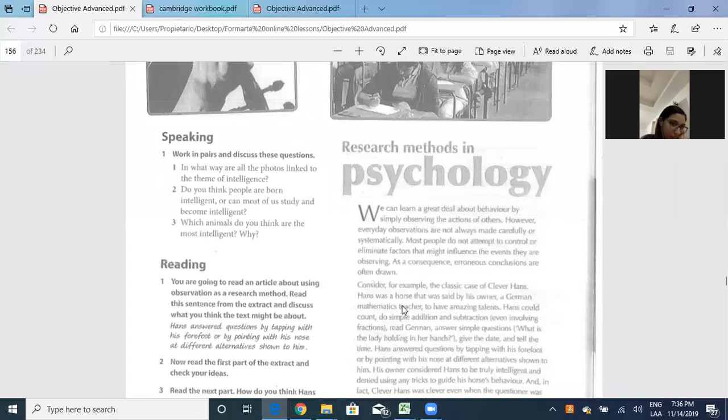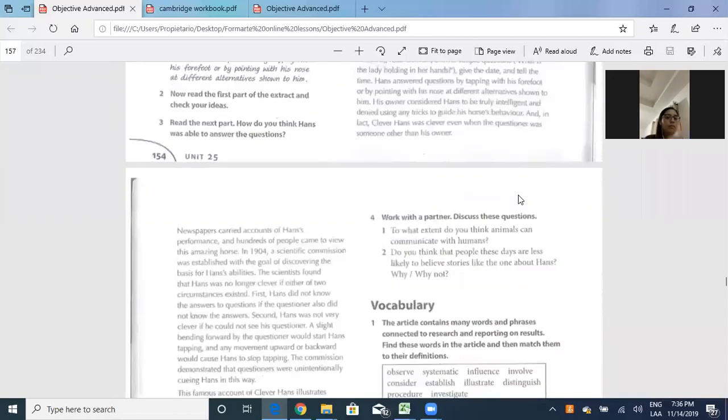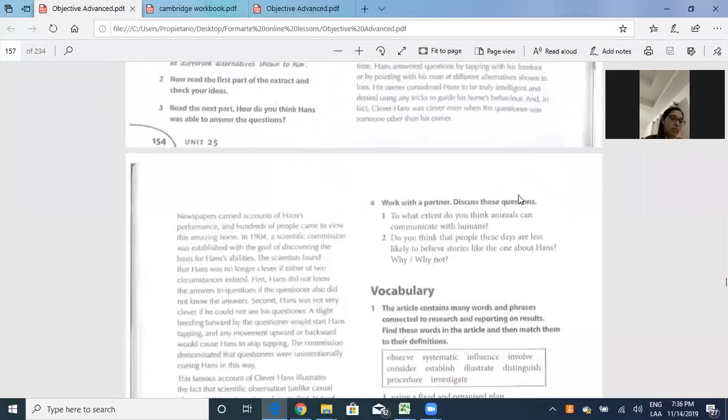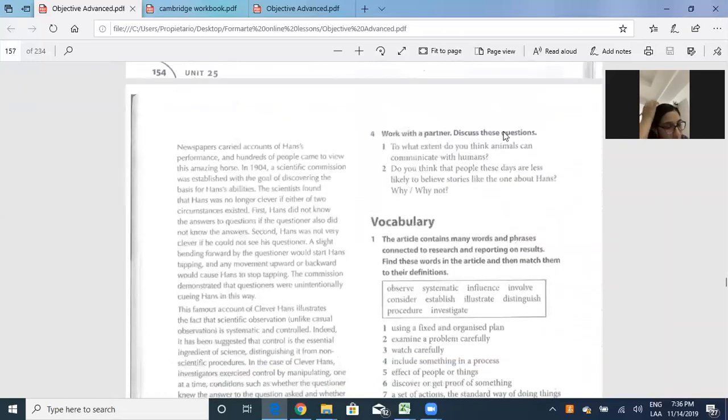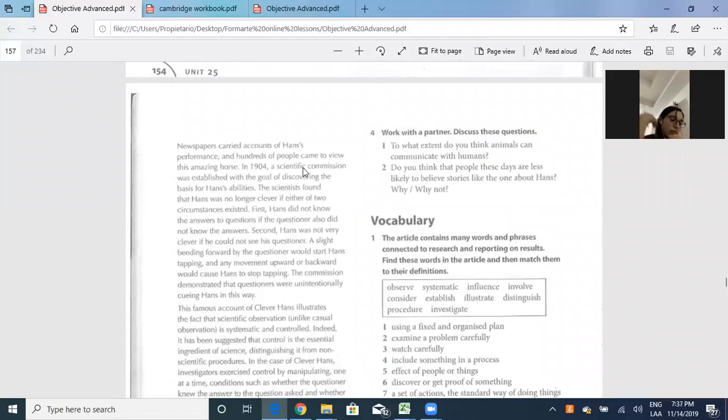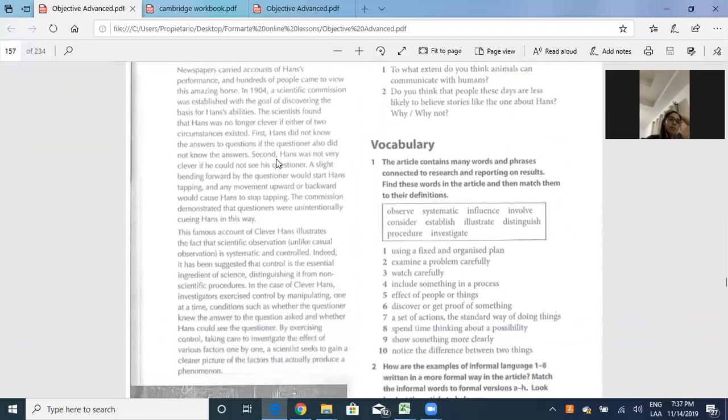I want you to read this article that says research methods in psychology, and I'm going to give you 3 minutes to read it. Then we're going to answer some questions related to the article, and we're going to grab some vocabulary from the article that I think is very important for us to be able to connect with these ideas.